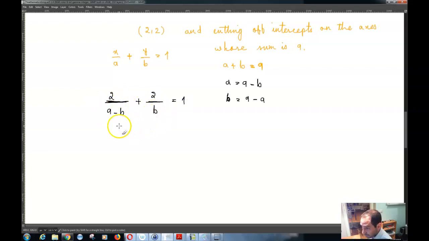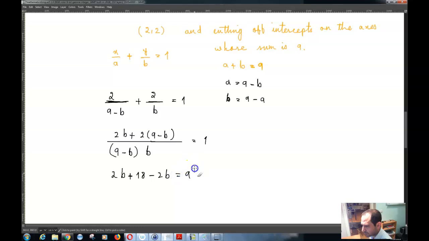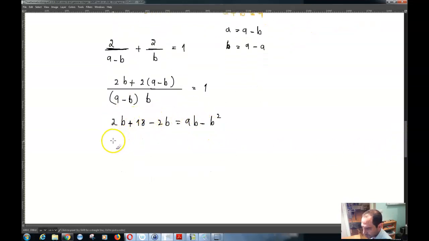So this way you will get a second degree equation, meaning you can write 9 minus b times b, and then that is 2b plus 2 times 9 minus b, and that is equal to 1. That means that 2b plus 18 minus 2b is equal to 9b minus b squared. I take everything to one side of the equation, and 2b minus 2b I can cancel out. So 9b minus b squared minus 18 is equal to 0.